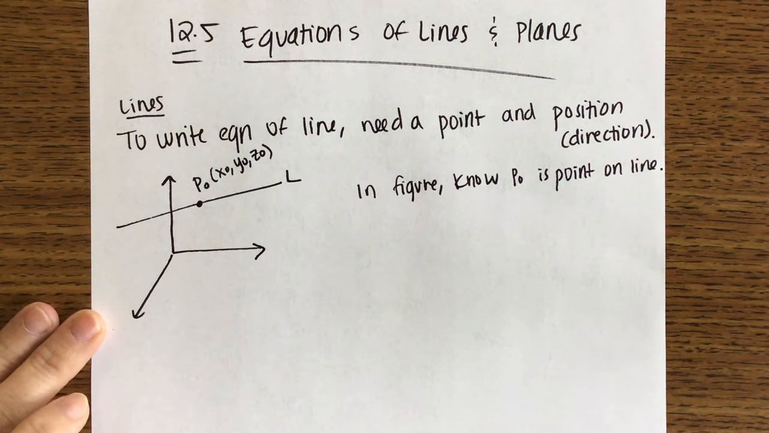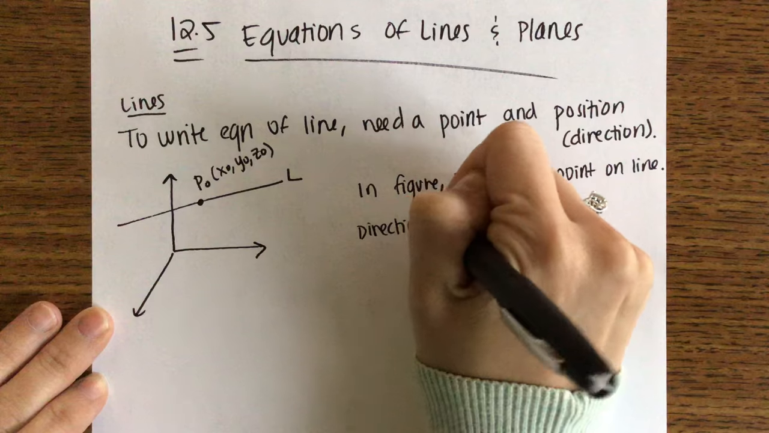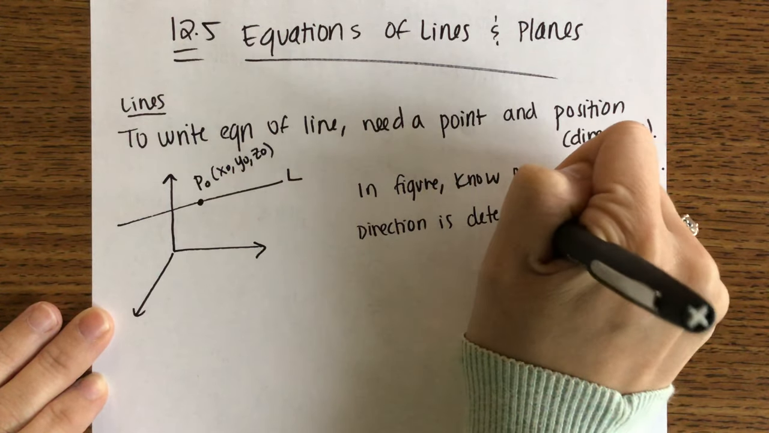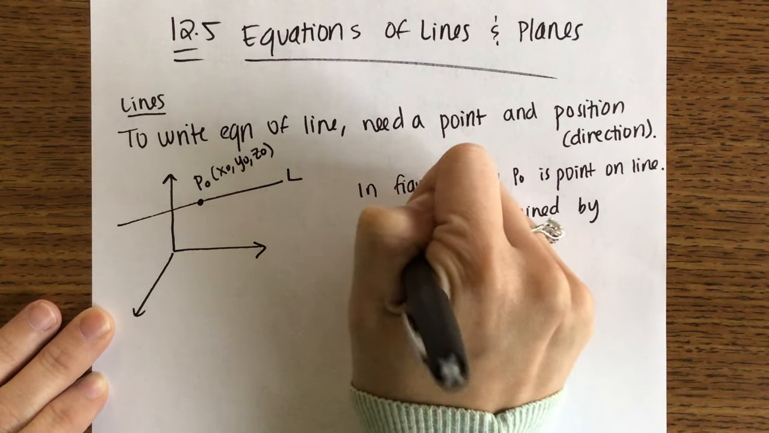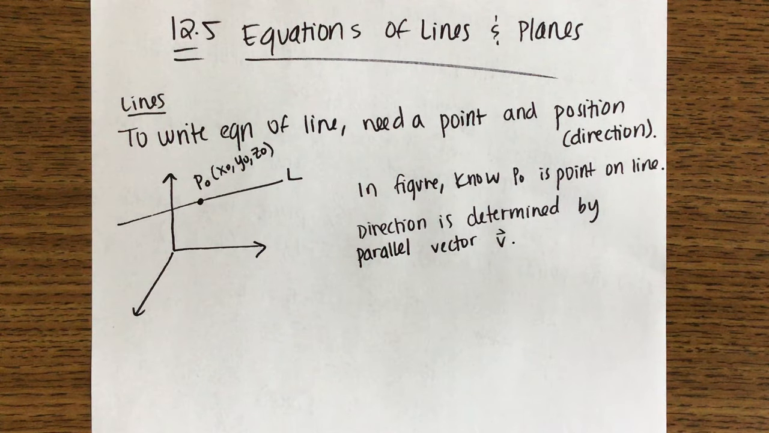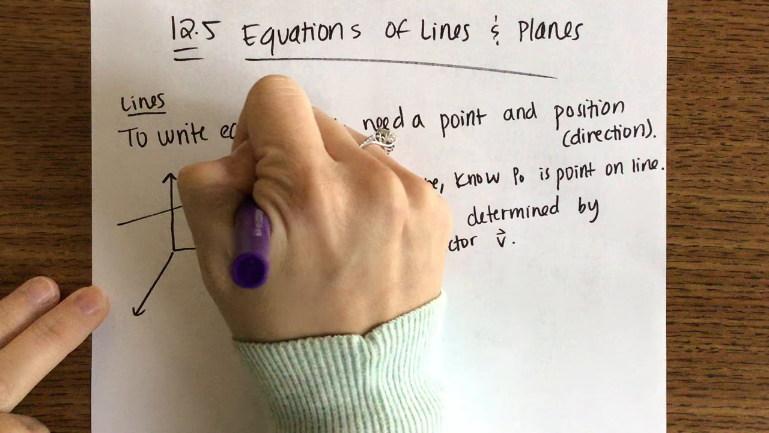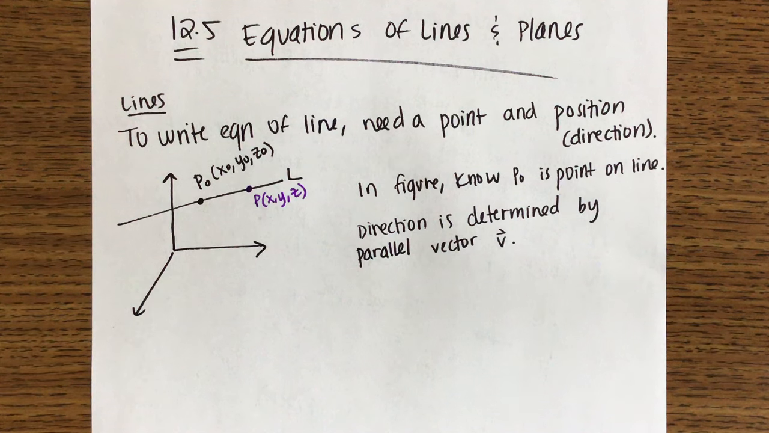We also said that we needed the direction. For a line, the direction will be determined by a parallel vector. And we're going to call it V. So here's the idea. If you know this point, P naught, pick another point on the line. Let's call it P, which is XYZ. So ultimately, we want to be able to find all the different P's, all the different points on the line.